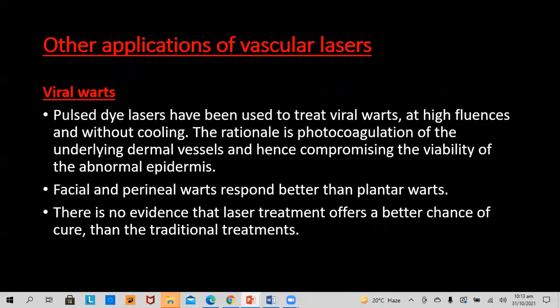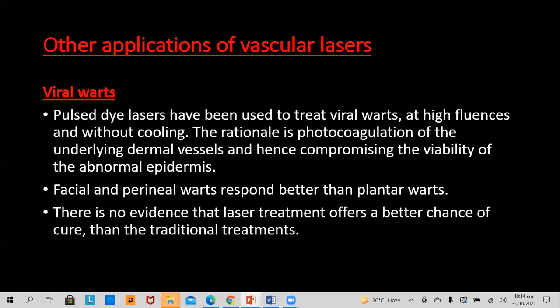There are a few other non-vascular indications of PDL. The first is the viral wart. Pulse dye laser is used to treat viral wart at higher fluence without cooling. The rationale is to photocoagulate the underlying dermal vessels and hence compromise the viability of abnormal epidermis. Facial and perineal warts are treated better than the plantar warts.